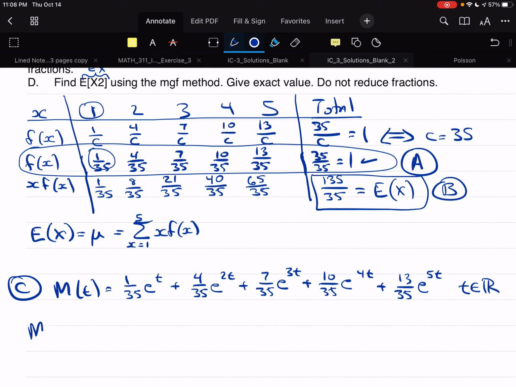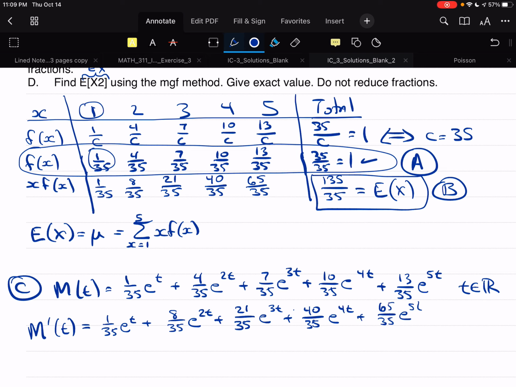What we do is we take the derivative with respect to t of M of t, the MGF, and so we get the derivative of e to the t is e to the t, so I get 1 over 35 e to the t. The derivative of e to the 2t is e to the 2t times d/dt of 2t, which is 2 e to the 2t. I have to multiply that by 4 over 35. So this is going to be 8 over 35 e to the 2t plus 7 times 3 is 21 over 35 e to the 3t plus 40 over 35 e to the 4t plus 65 over 35 e to the 5t.